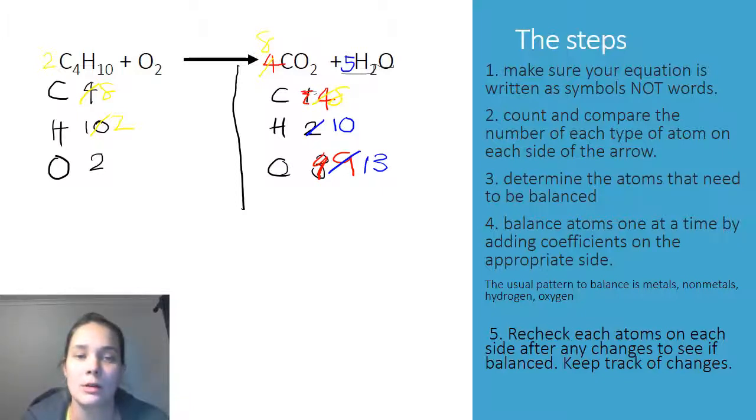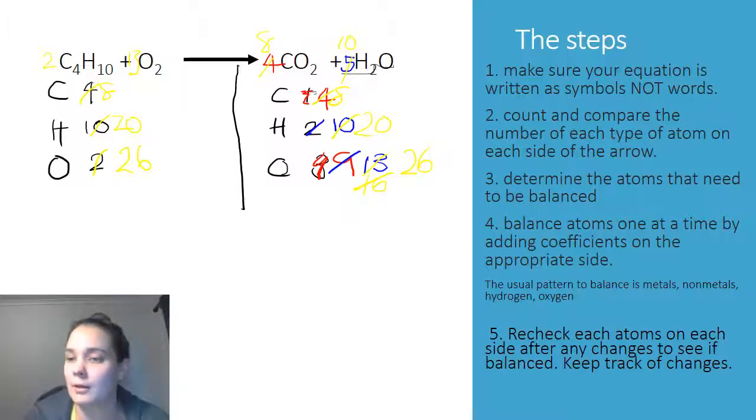8 times 2, 16. Change my 5 to a 10. 10 times 2 gives me 20. 10 plus 16 gives me 26 oxygens in total. Half of 26, 13. So I put my 13 out the front here, and this becomes 26. 8, 8, 20, 20, 26, 26.